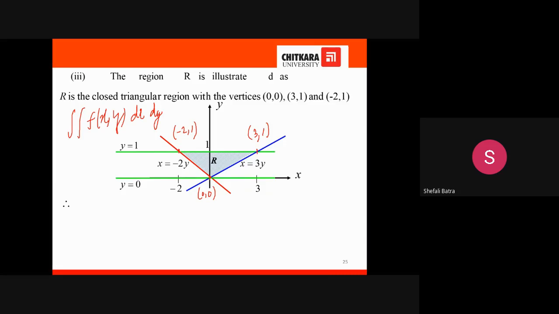Tell me, if I'm writing like this dx dy, what are the limits of x and what will be the limit of y? dx means I'm making a horizontal strip. So I'm making this horizontal strip. Now tell me, what are the limits of x? Ma'am, minus 2y to 3y.